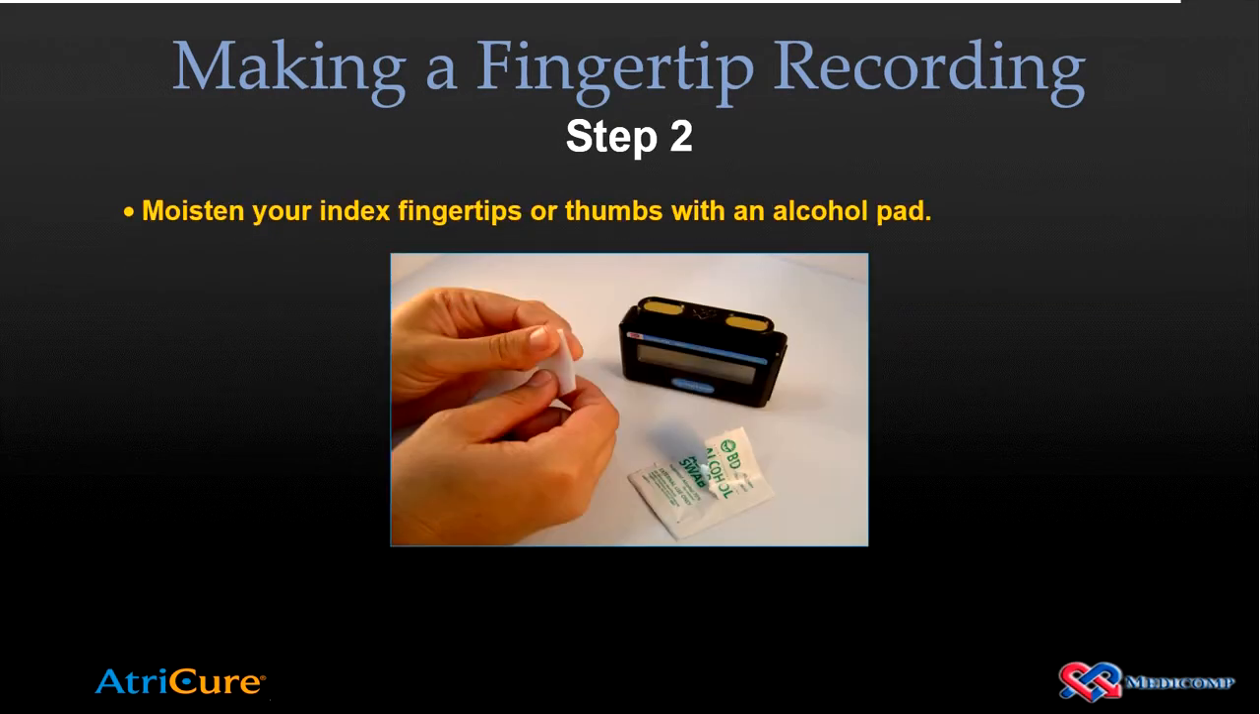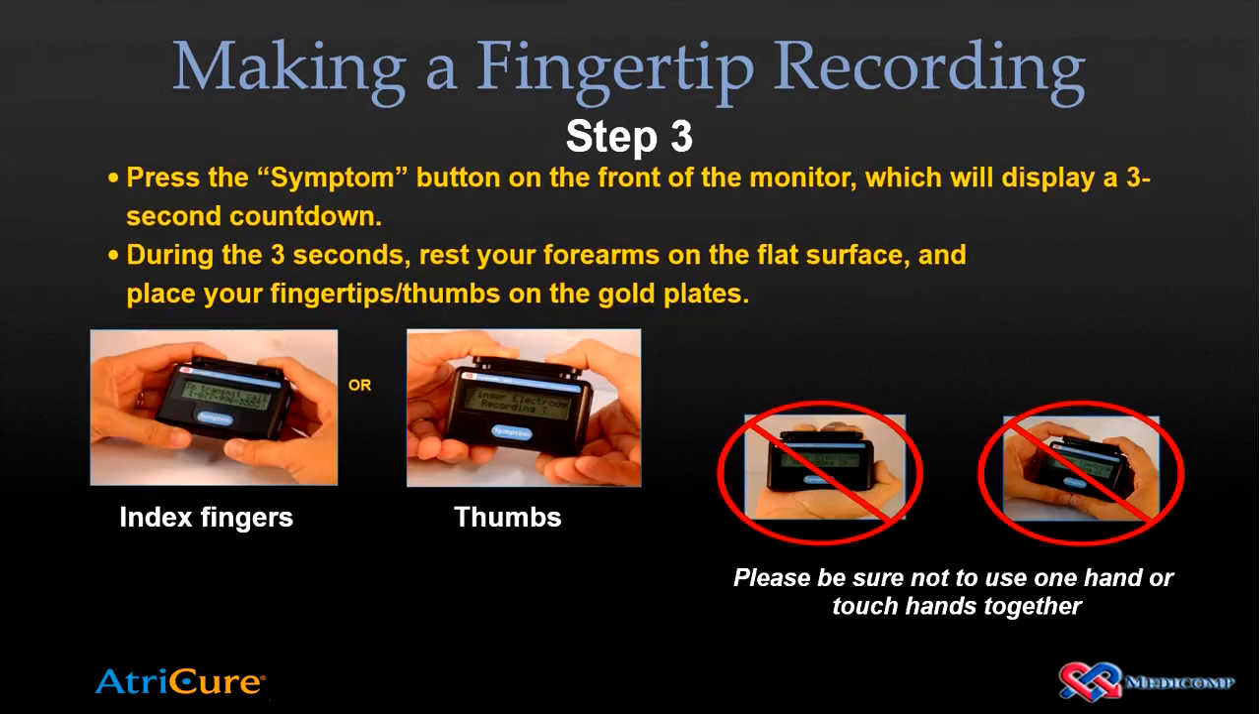Take one of the alcohol pads from the kit, tear open the package, and moisten your fingers with the alcohol. Press the symptom button. You'll notice that the monitor needs to turn on first, and then it will display a count starting at 3 seconds. This gives you time to place your fingers or thumbs onto the finger pads and rest your forearms on a sturdy surface. If you have time, feel free to wet your fingers again with the alcohol if it has evaporated.